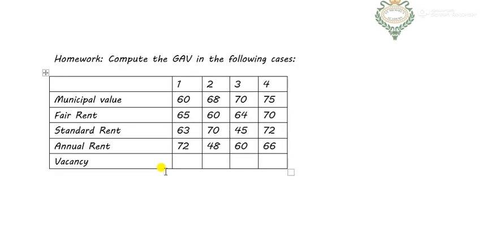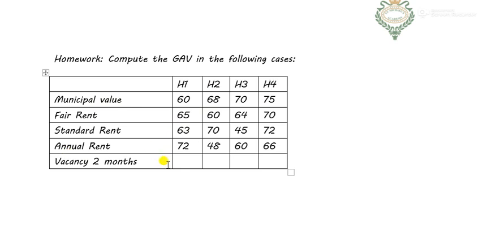I hope that you have understood the concept. This is the homework for you. Very small but conceptual. This will help you to clear the concept. I'll help you to understand it. So we are given house 1, house 2, house 3, house 4. This is municipal value, fair rent and standard rent of house 1, house 2, house 3, house 4. Don't get confused. These are vertical sums, not horizontal sums.